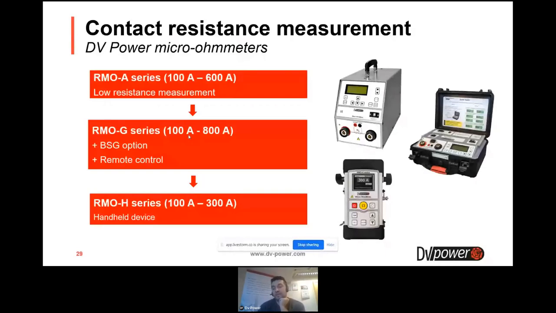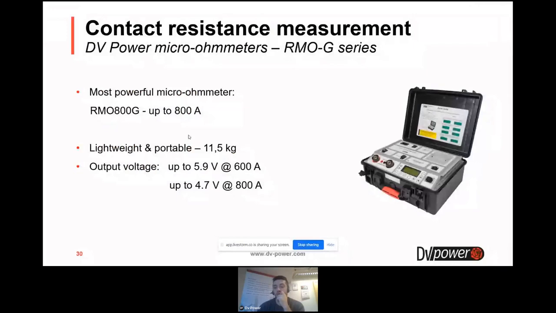This is our best seller in DV Power, although we have 17 micro-ohmmeter models. These handheld units are now the best seller, because basically you get the same result with a device of 1 kilo as the results from 8 kilos, and even the cables and device fit in one small plastic case, so it's very convenient for use.